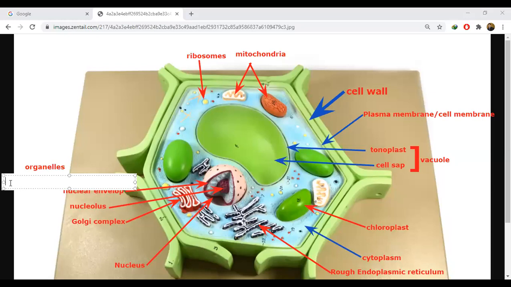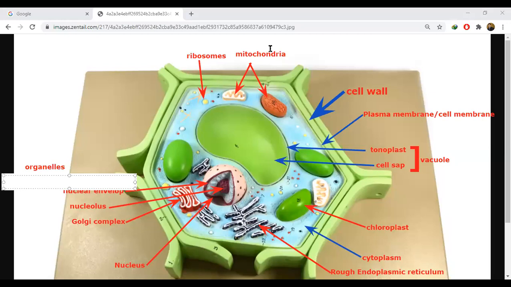Safia has written a nice answer. That is a good idea. Except cell wall and plasma membrane and cytoplasm, all the others are organelles, sir. Easy now.